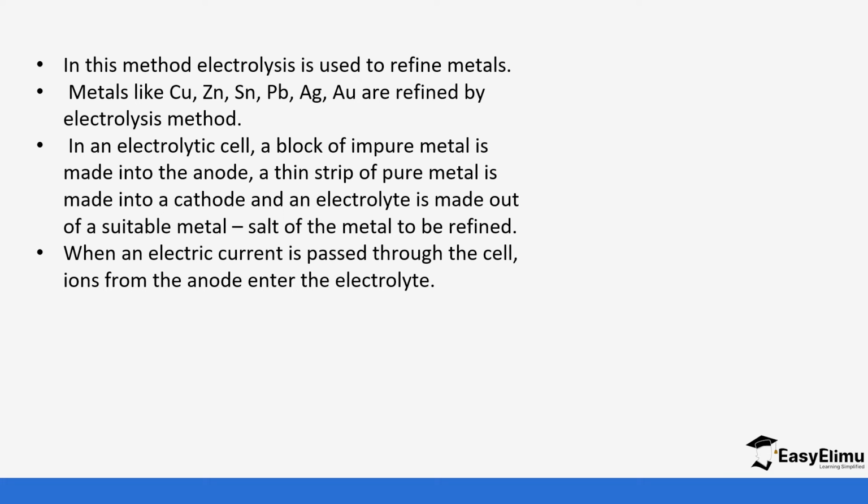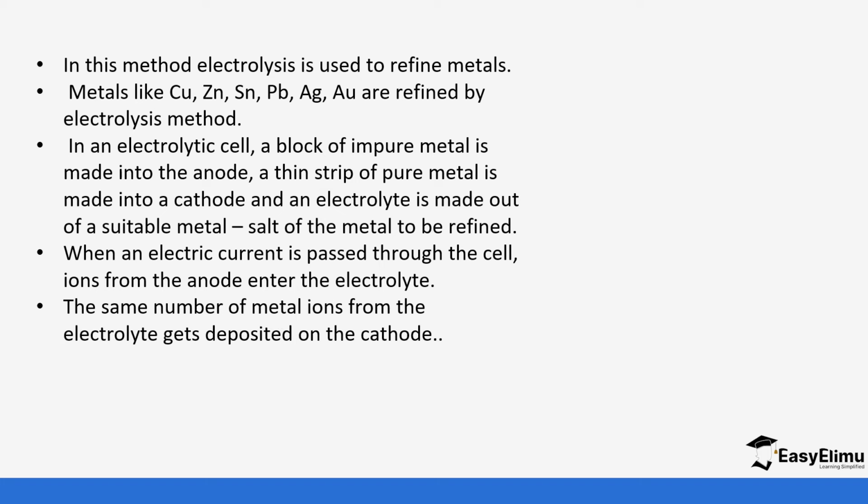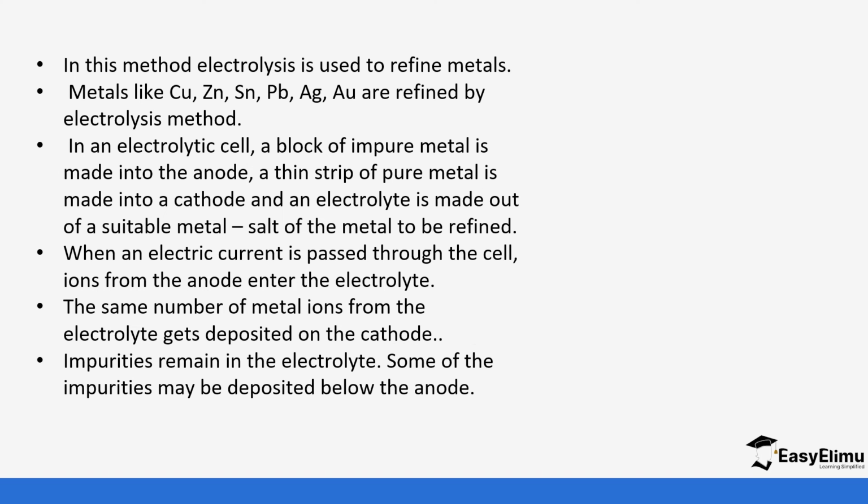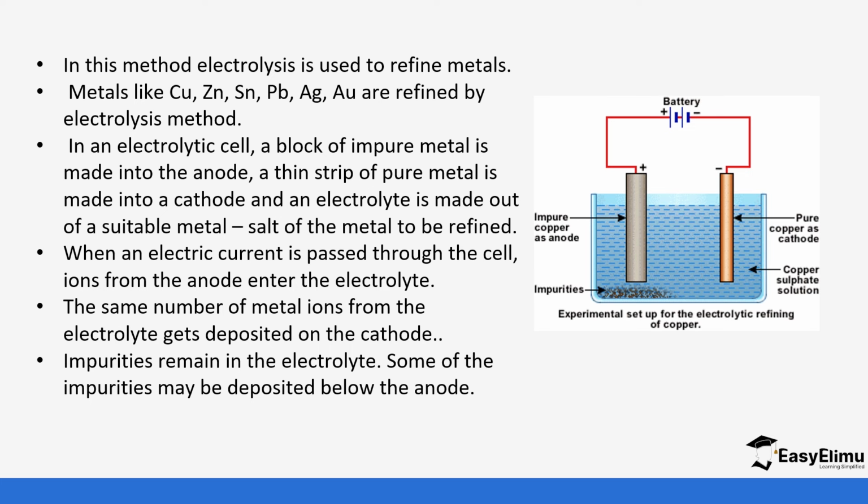When an electric current is passed through the cell, ions from the anode enter the electrolyte, and the same number of metal ions from the electrolyte get deposited on the cathode. Some impurities usually remain in the electrolyte, and some of the impurities may be deposited below the anode. Sometimes they are referred to as sludge or slag, but mostly they are the impurities.